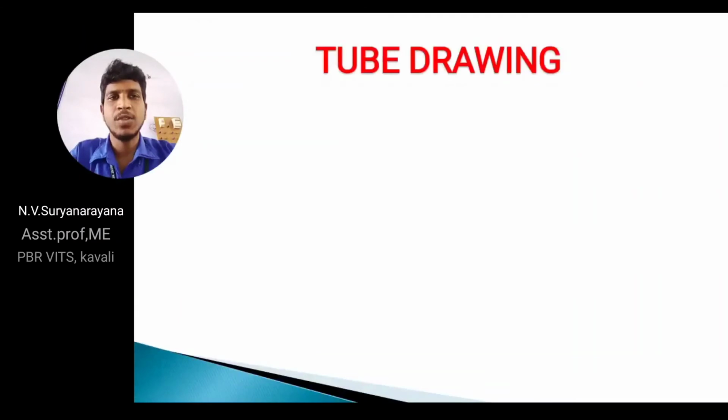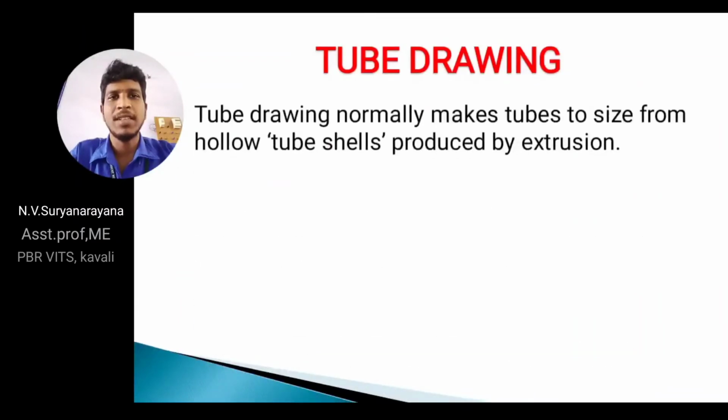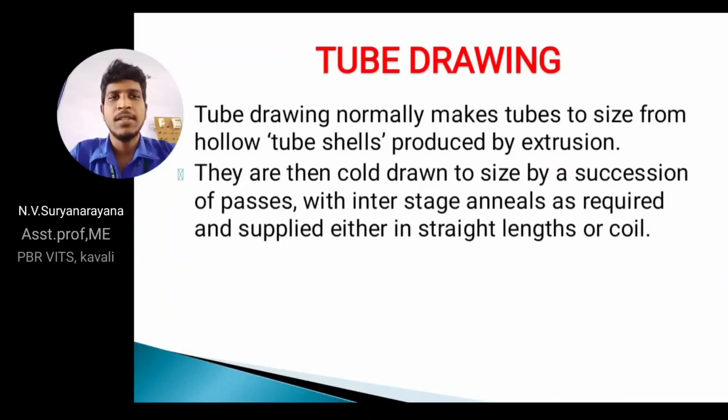And next, coming to tube drawing. First of all, pulling the wire through a die is wire drawing. Tube drawing is similar to wire drawing. In this also we use tensile forces for pulling, with no compression force. It is normally used for making tubes to size from hollow tube shells produced by extrusion. After that, they are cooled down to size by a succession of passes with interstage anneals as required, and supplied either in straight lengths or coil form.